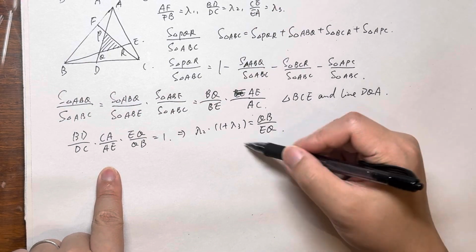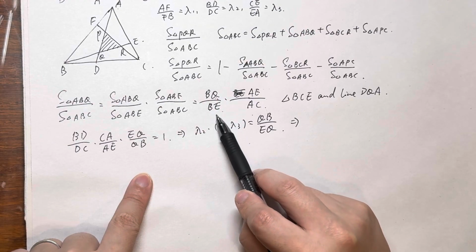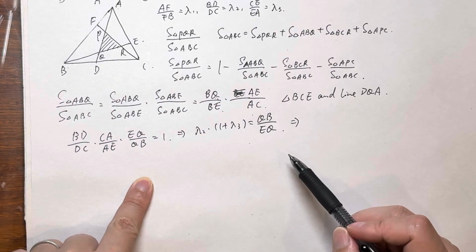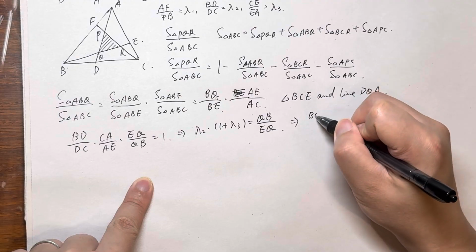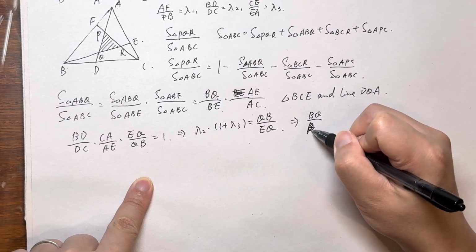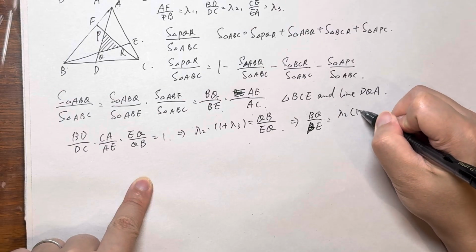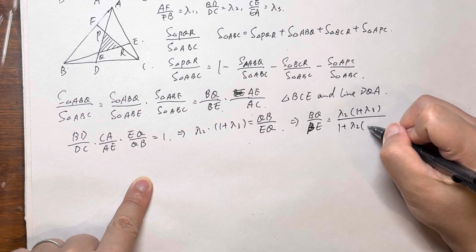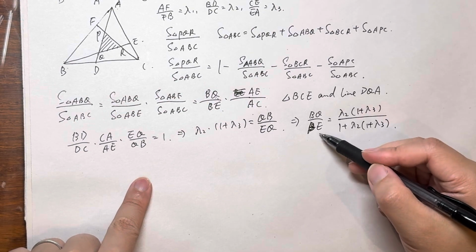So based on this, we know that we want to calculate BQ to BE, which is BQ to BQ plus QE, right? So we know that BQ to BE equals lambda 2 times (1 plus lambda 3) to (1 plus lambda 2 times (1 plus lambda 3)), right? That's BQ to BE.